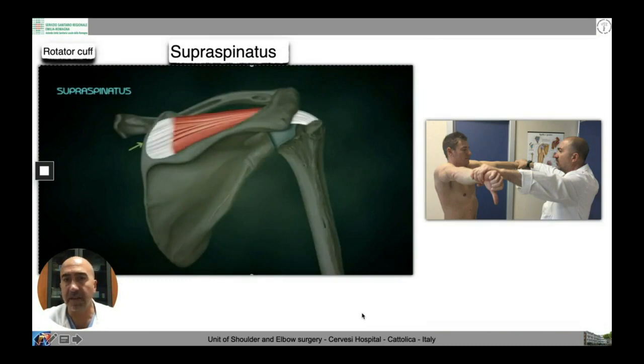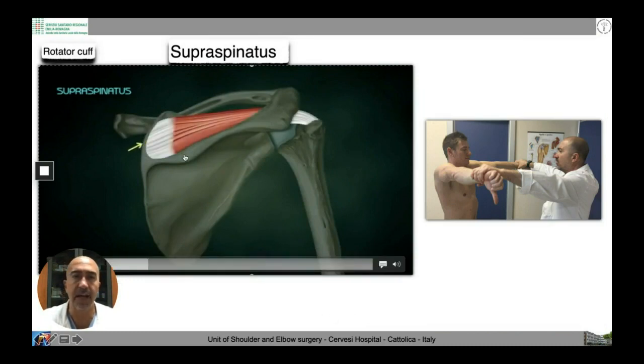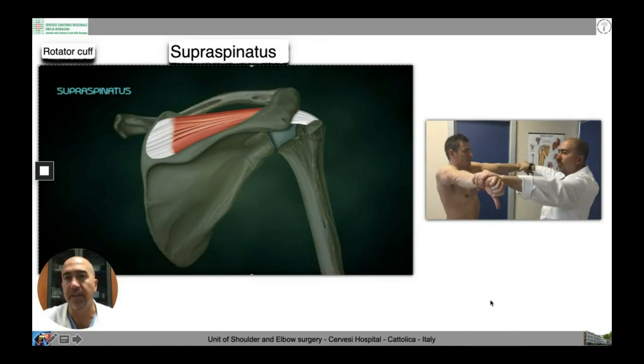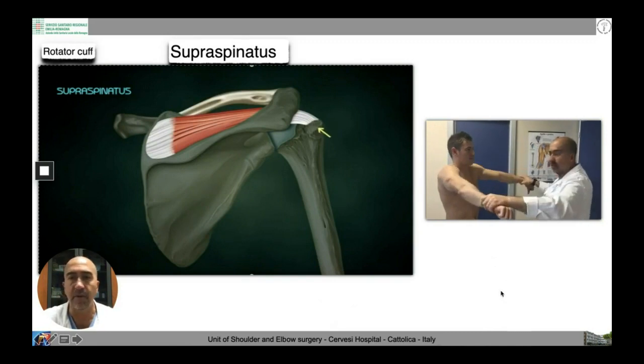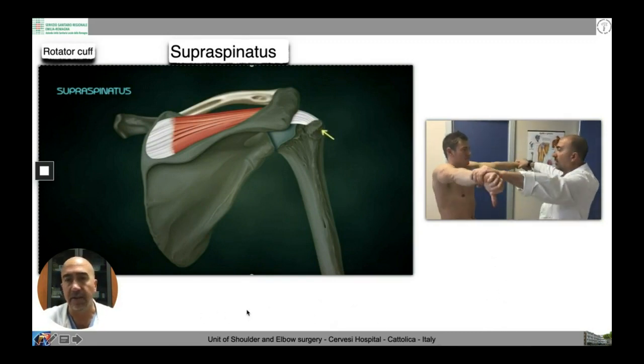The supraspinatus is the most known tendon of the cuff. It starts from the supraspinatus fossa and finishes on the greater tuberosity. And this is the Jobe test, which seems to evaluate this kind of tendon best.